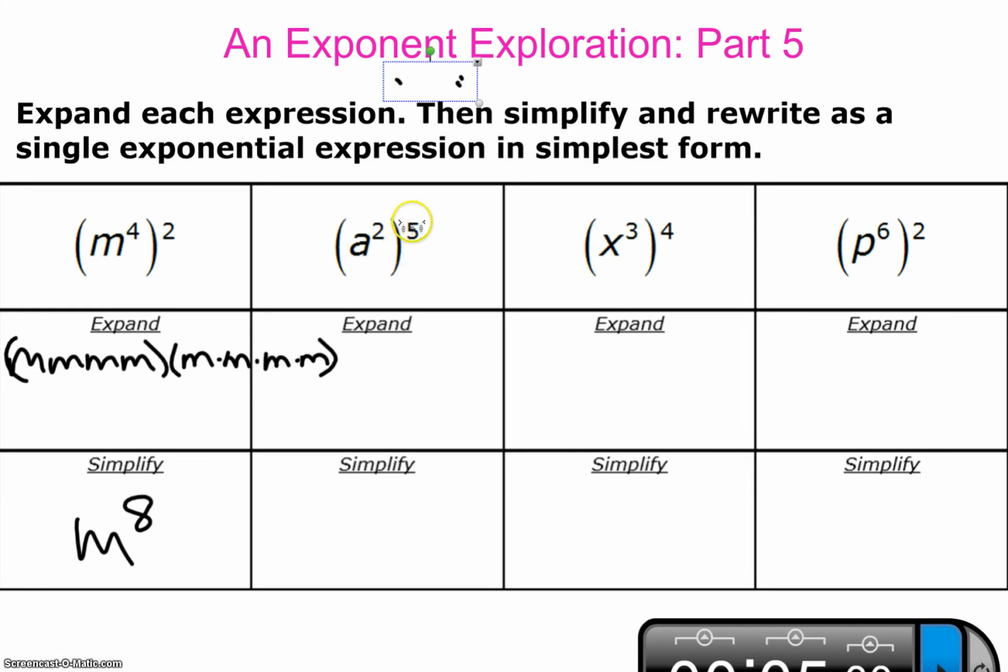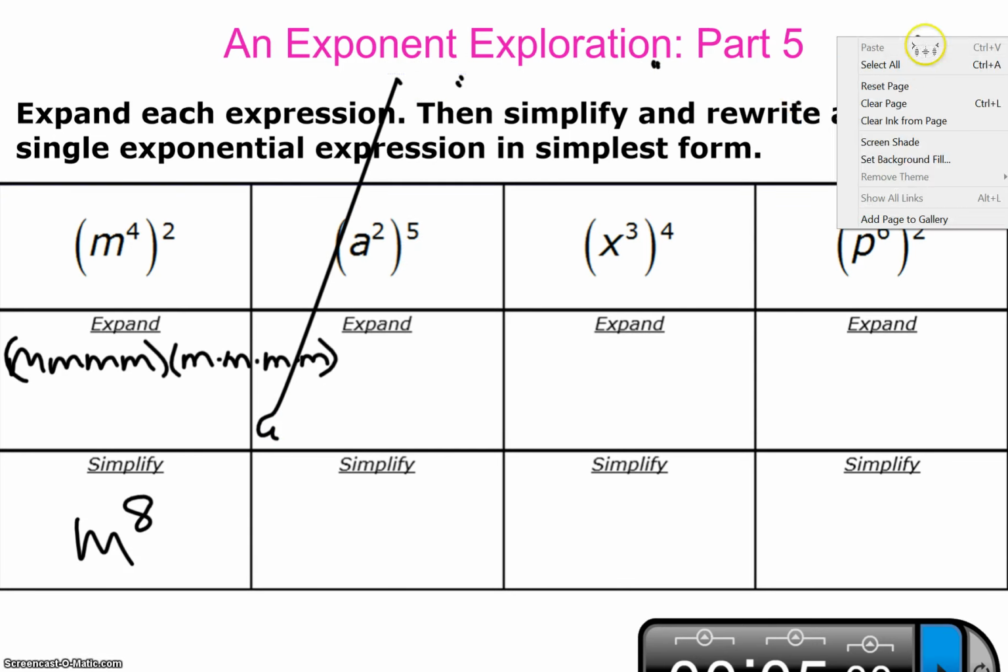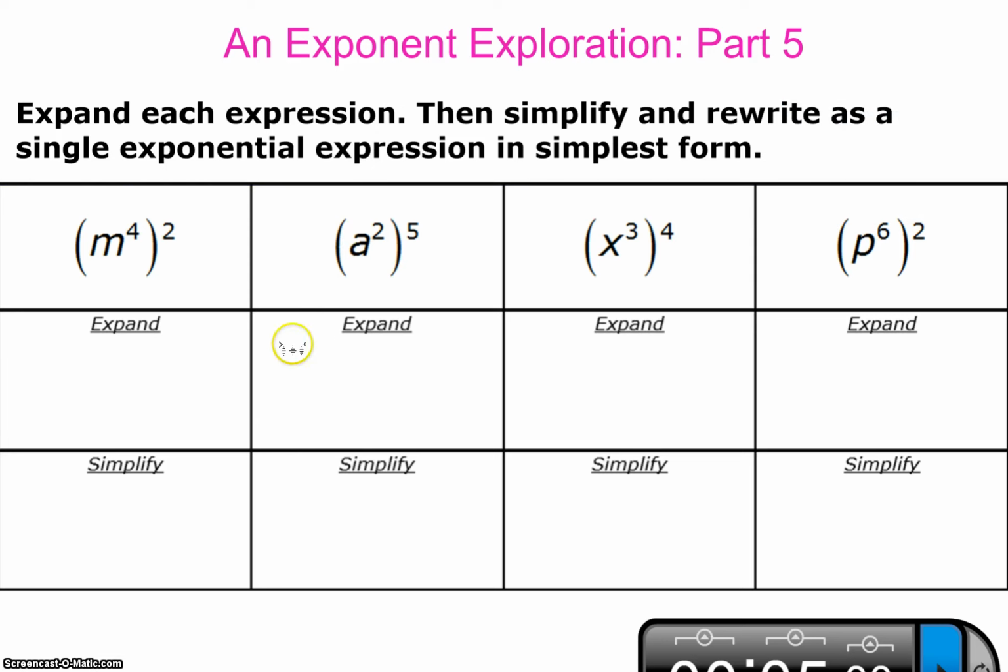A squared how many times? A squared 5 times. So A times A, there's 1 time. Times A times A, there's 2 times, times A times A, 3 times, A times A, 4 times, A times A. So simplified would be A, and how many A's do we have? 1, 2, 3, 4, 5, 6, 7, 8, 9, 10. So our answer is A to the 10th power.